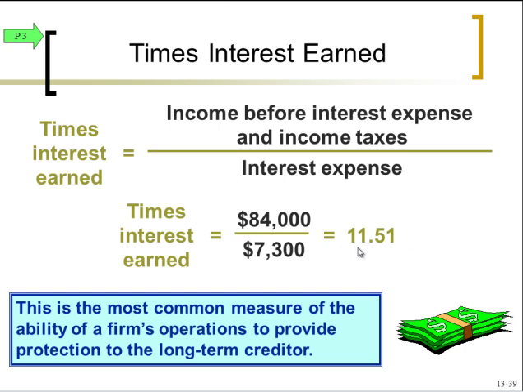So here we get 11.51 as our factor. What this basically means is not only are we able to pay our interest expense off, we have 11.51 times as much as we need to pay our interest expense off. The higher, the less risk.